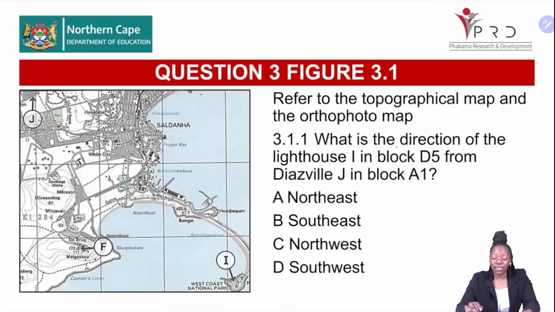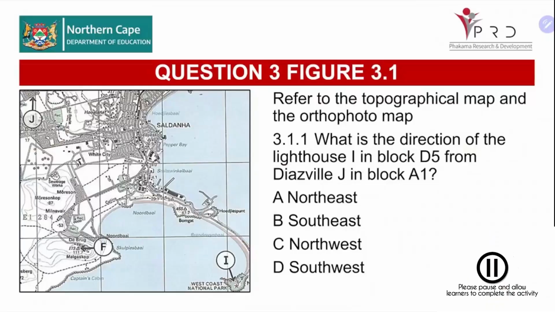Question 3.1.1: what is the direction? Remember, direction also falls under map skills as well as calculation. What is the direction of the lighthouse I in block D5 from the Dieselville, which is J, in block A1? Is it A, northeast? B, southeast? C, northwest? Or D, southwest? I'm going to give you 1 minute, and then after 1 minute, we will go through the solution. Then we move to the next question.